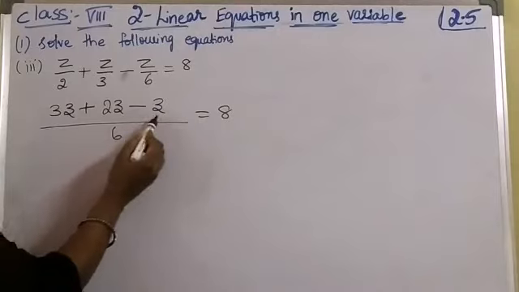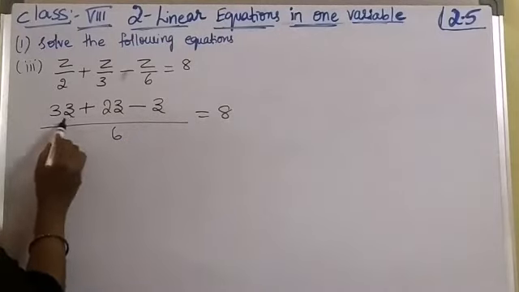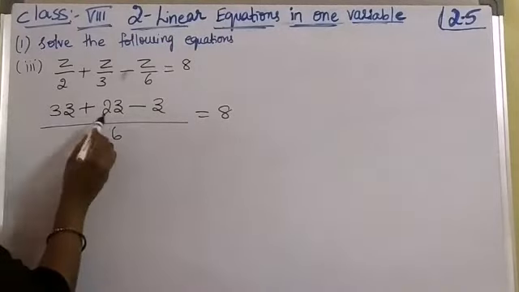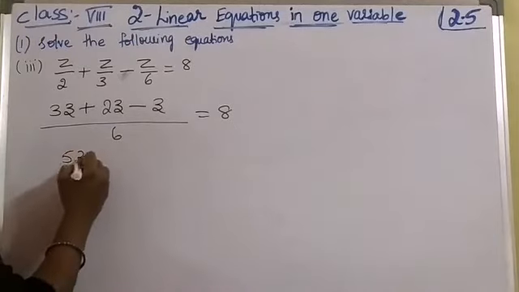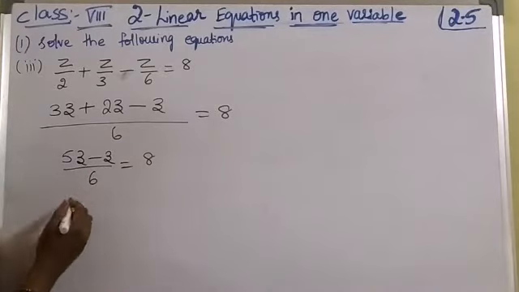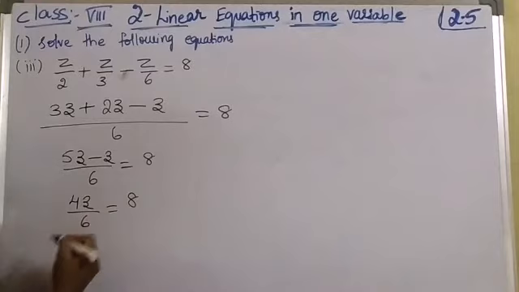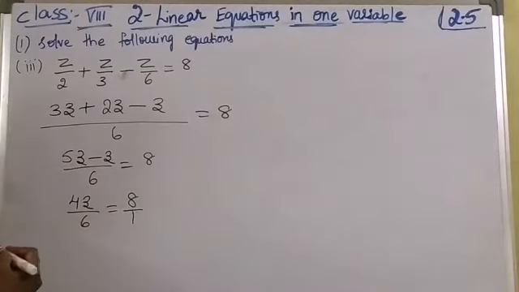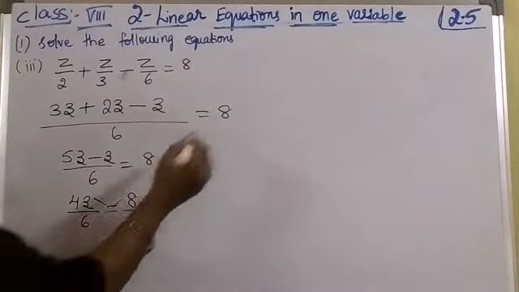Now these are like variables, so you have to do calculations here. 3z plus 2z is how much? 5z. 5z minus z by 6 equal to 8. 5z minus z is how much? 4z. 4z by 6 equal to 8. Here 8 you can write as 8 by 1, then go for cross multiplication.